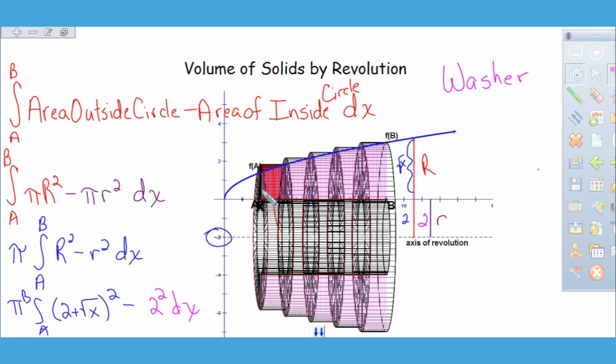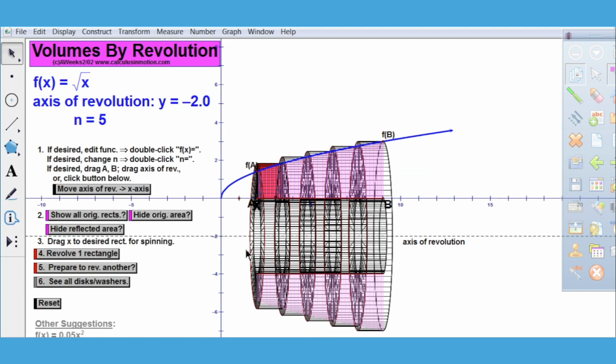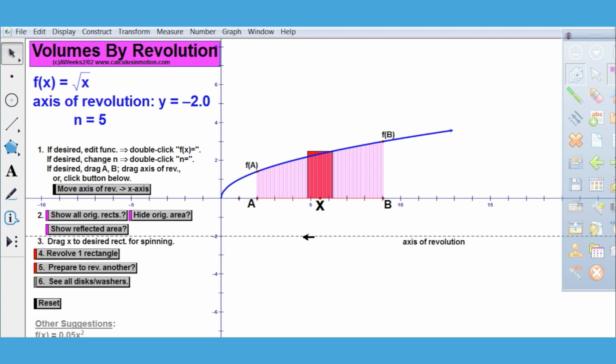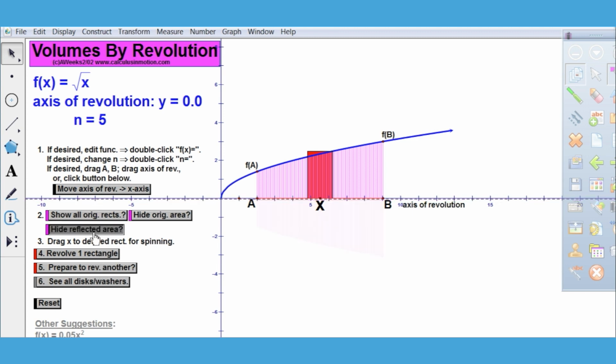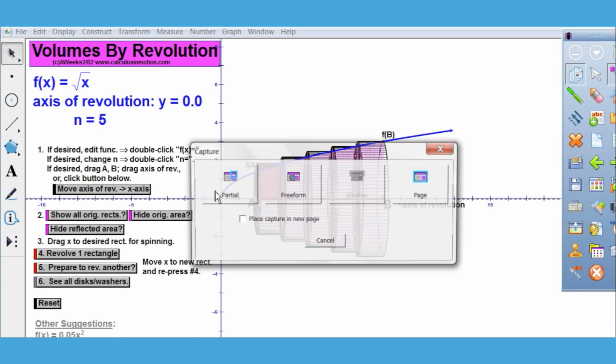So if the area that you're rotating, and you know what, let's go back and look at that. Let me show you that. So this guy had a hole in it, right? So let's do this. I'm going to reset this. Let's change the axis of revolution all the way up to the x-axis. And so now when we rotate, see your reflected area is right there, and now when we rotate, notice there is no hole. So you don't have to do that subtraction of the other area of the inside circle because there's not an inside circle.